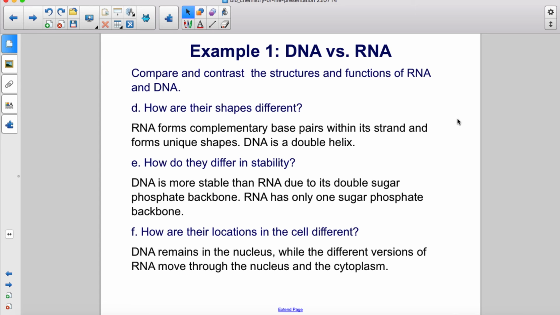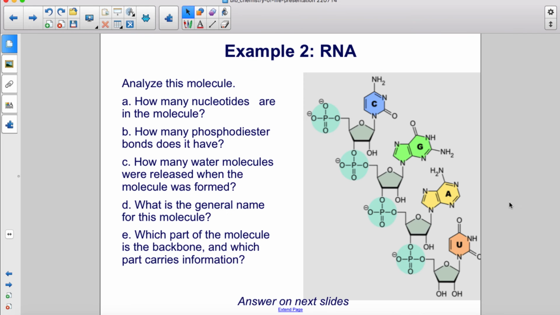How are their shapes different? RNA forms complementary base pairs within its strand and forms unique shapes. DNA is a double helix. How do they differ in stability? DNA is more stable than RNA due to its double sugar phosphate backbone. RNA has only one sugar phosphate backbone. How are their locations in the cell different? DNA remains in the nucleus, while the different versions of RNA move through the nucleus and the cytoplasm.